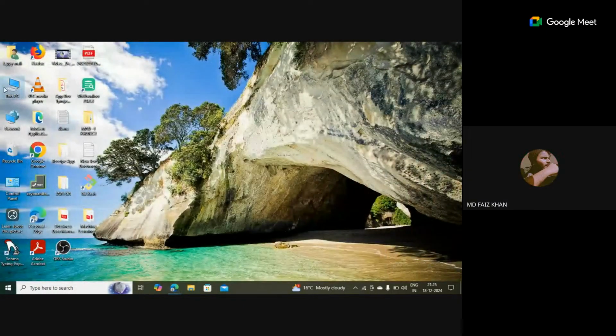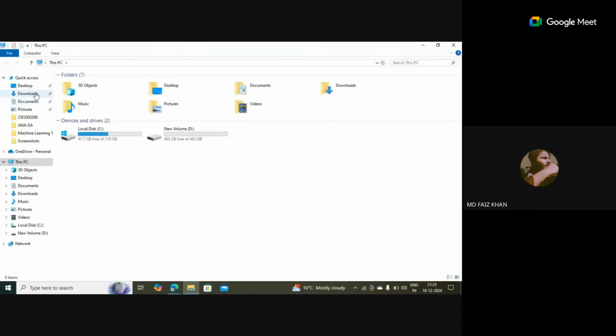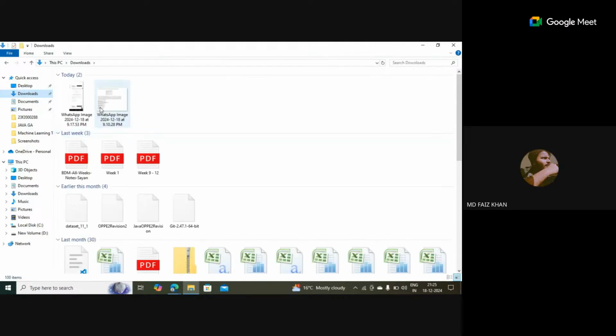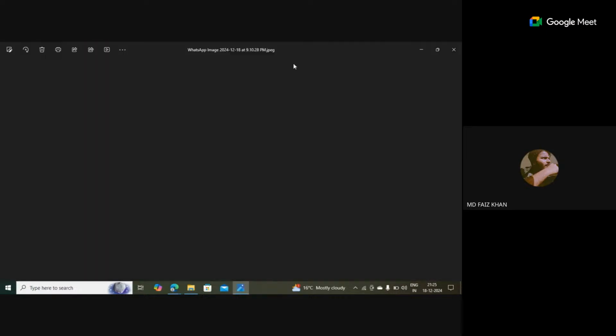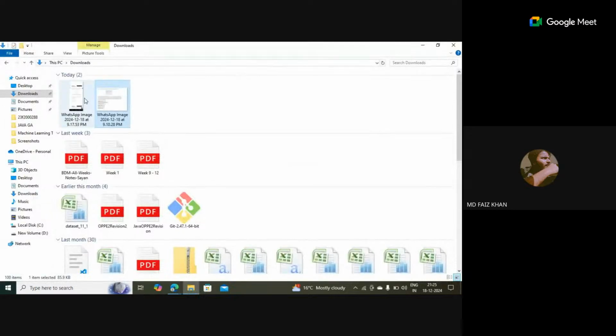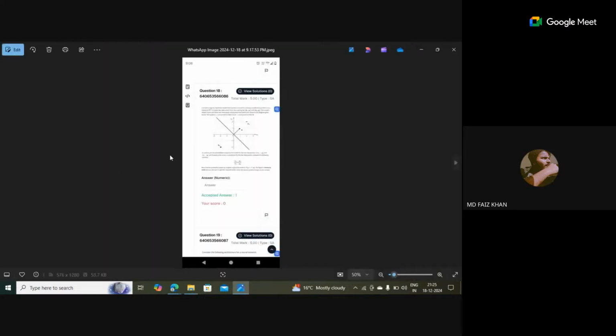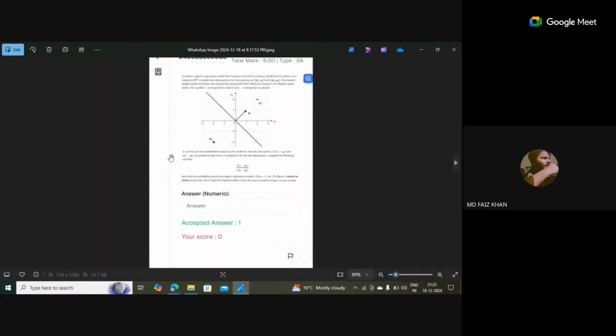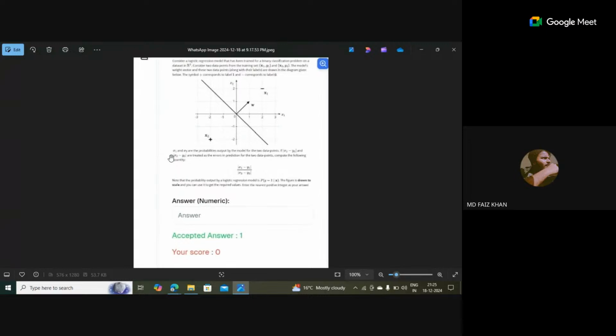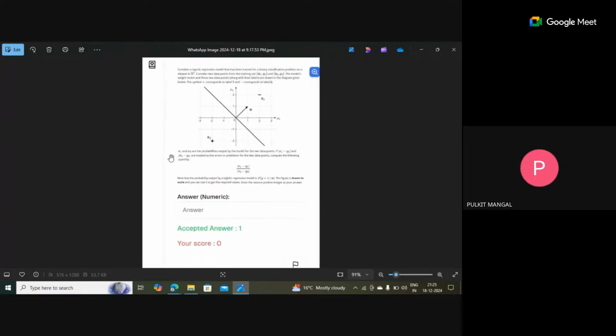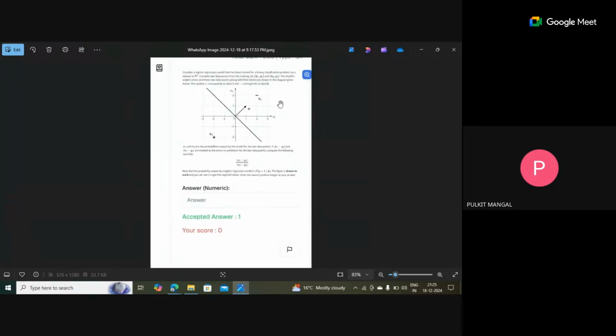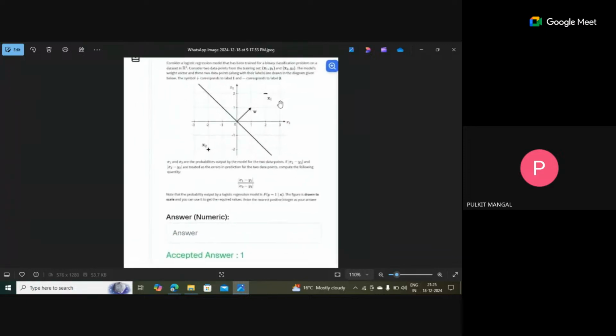Let's open this. This is the same. This question. Can you zoom more? I'm not able to view it properly. Can you zoom more? No, we are not going to do week 10 today.